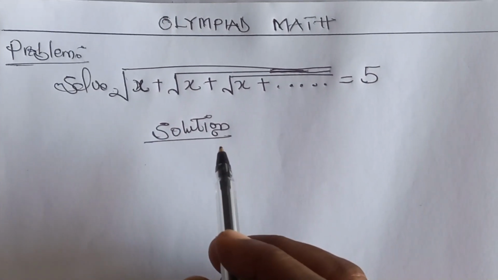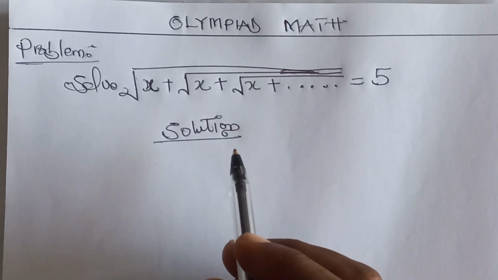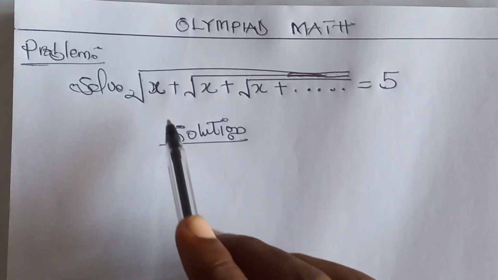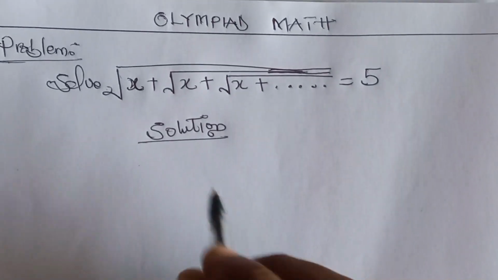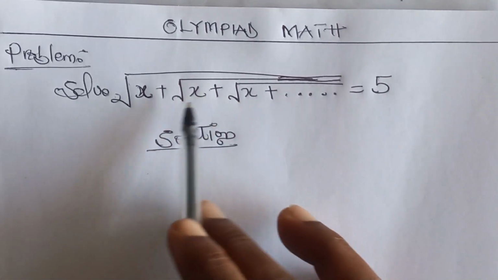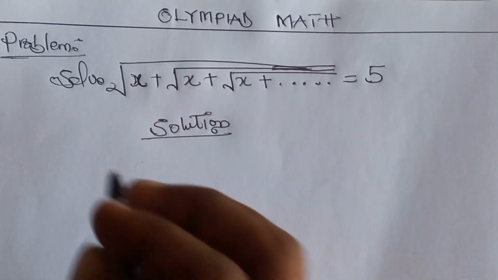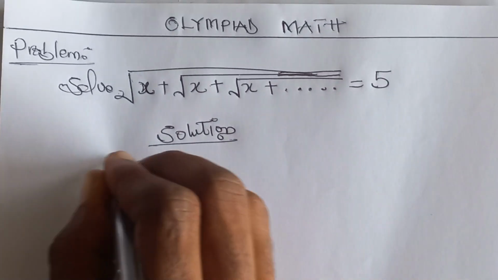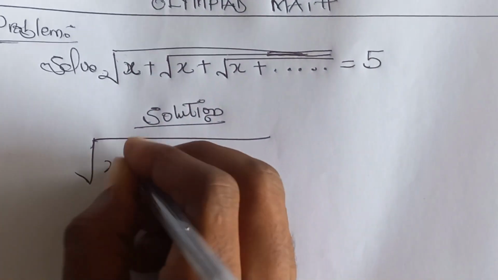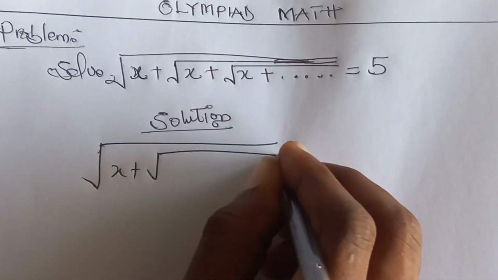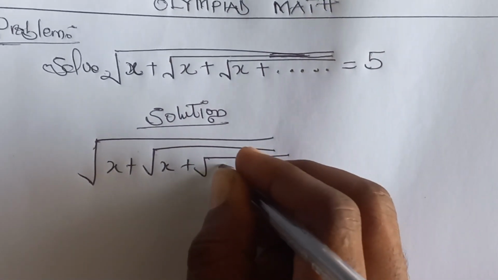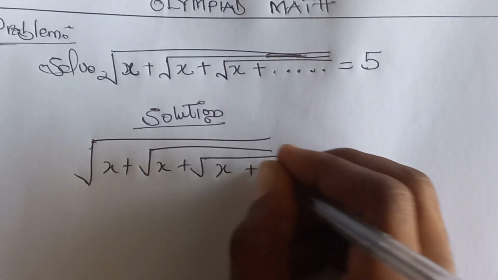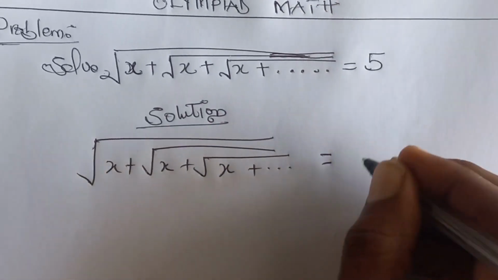So today we are looking at this Olympiad maths question, and we have to solve this radical is equal to 5. You can recognize that the left hand side is a radical, which is root of x plus root of x plus root of x plus and so on, is equal to 5.